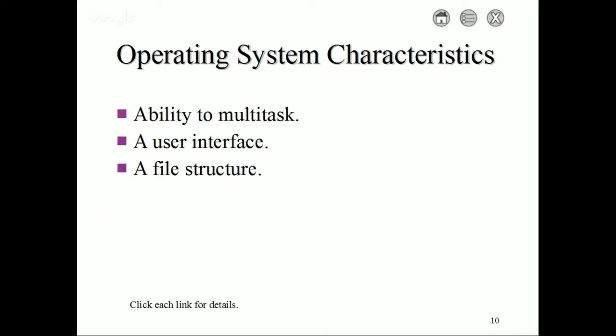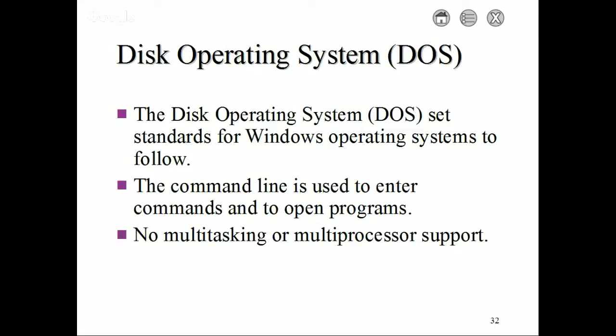Now, I mentioned the disk operating system, the early version of the operating system that we call Windows today, disk operating system, or DOS. It didn't have the graphical user interface. That was the main difference with it. It had a command line. You type commands. It couldn't do multitasking, and it certainly couldn't do multiple processors. There was only one processor. So that was a big difference with DOS.